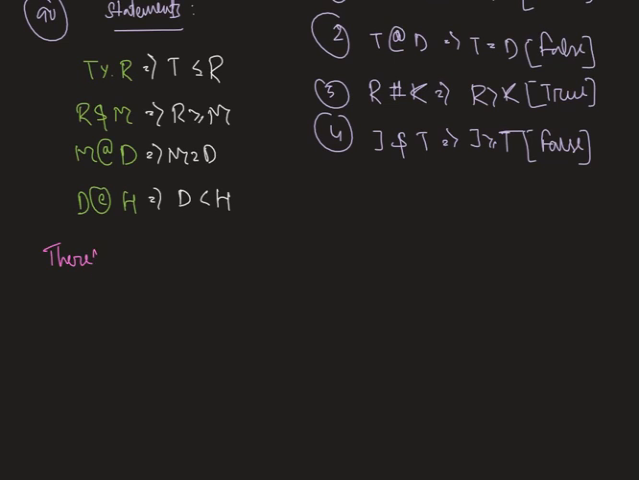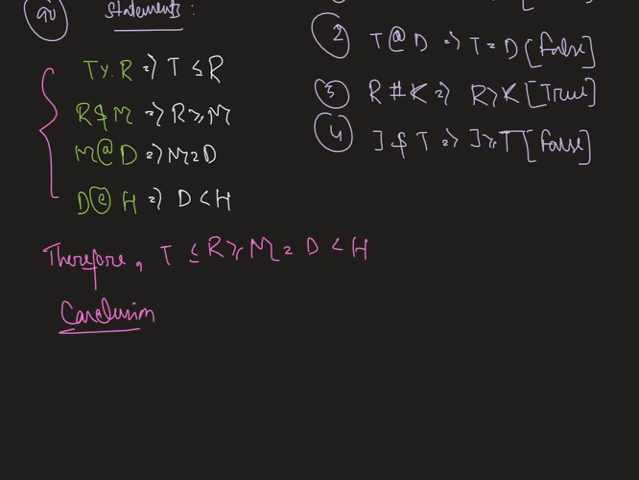Therefore, we can say that T is less than or equal to R, greater than or equal to M, equal to D, and less than H. So this is a relation combining all these statements. Now let's see the conclusions. The first conclusion is D percentage R, and this implies D is less than or equal to R, and from the relation 1 we can say that this is a true conclusion.